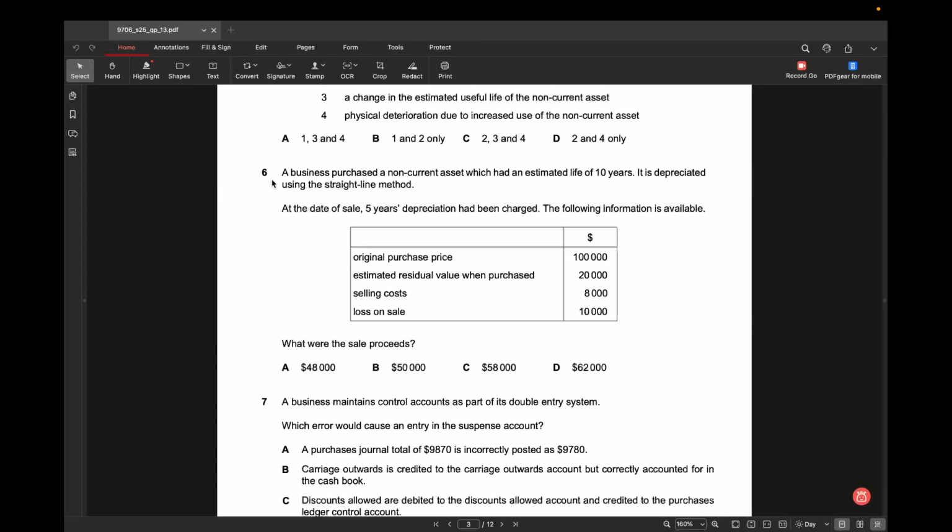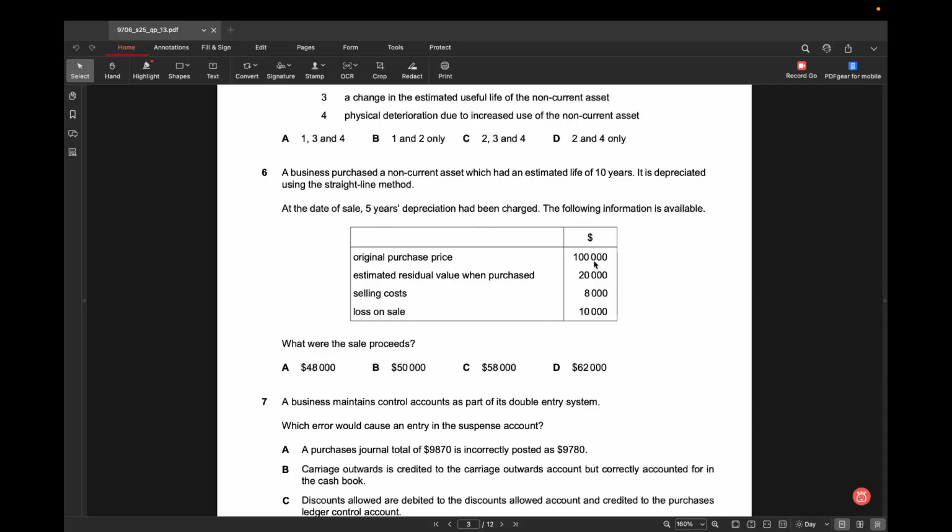Number 6. A business purchased a non-current asset which had an estimated life of 10 years. It is depreciated using the straight line method. At the date of sale, 5 years depreciation has been charged. The following information is available. So we purchase an asset. It has an estimated life of 10 years. We are charging the straight line method of depreciation, and we are selling this asset after 5 years. Okay, so 5 years depreciation was calculated on that asset.